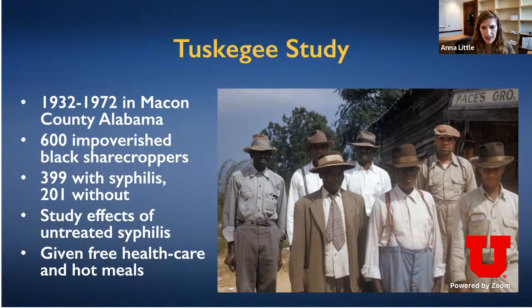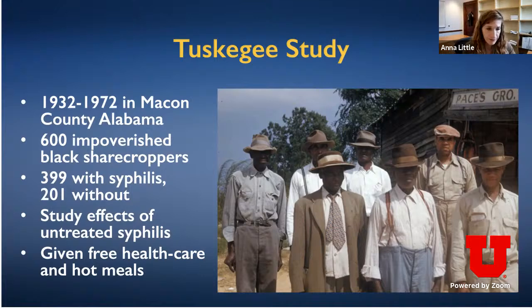And one really famous example that spurred a lot of discussion on this is the Tuskegee study that took place from 1932 to 1972 in Macon County, Alabama. In this study, there were 600 impoverished Black sharecroppers who were enrolled. The goal of the study was to study the effects of untreated syphilis. In the group, there were about 400 people with syphilis and about 200 people without. They gave the participants free health care and hot meals, and they followed them over a period of time to study the effects of untreated syphilis.